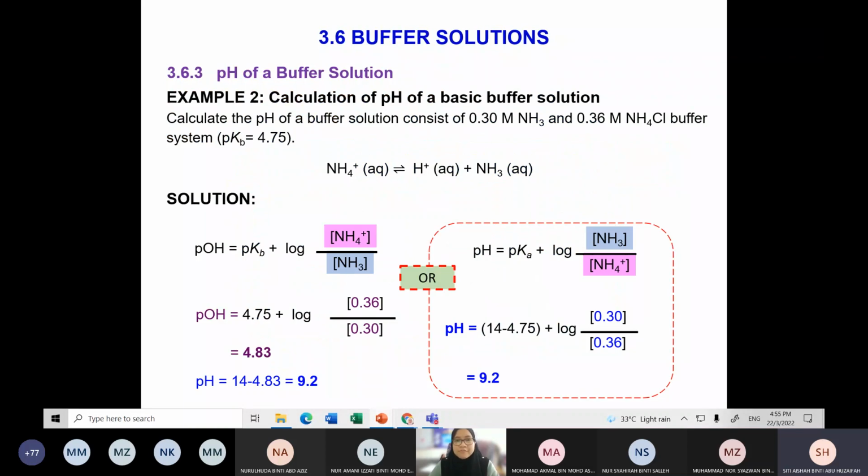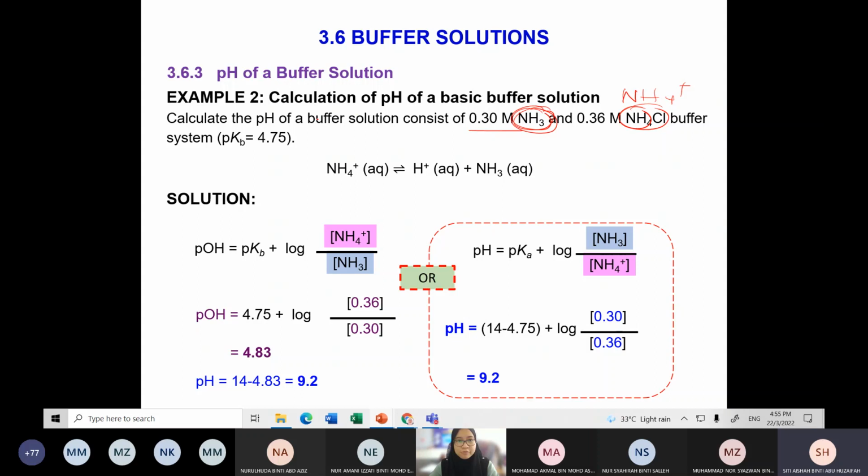Okay, so let's look at the basic buffer solution. Try to calculate for a basic buffer solution. Calculate the pH of a buffer solution consisting of NH3, where the molarity is given, and NH4Cl. So as you can see, it is related. NH4 plus is the conjugate acid of NH3. Okay, so both concentrations are given.